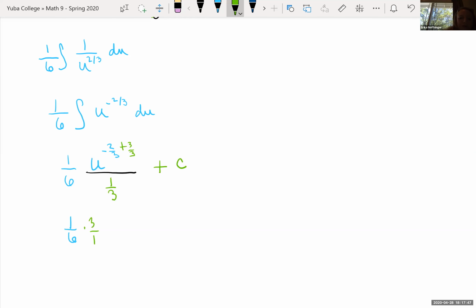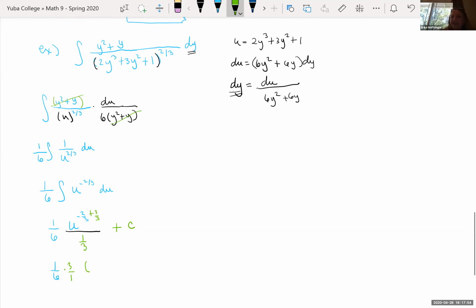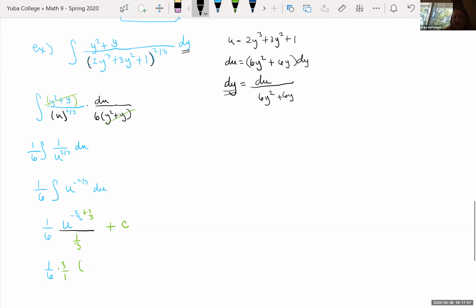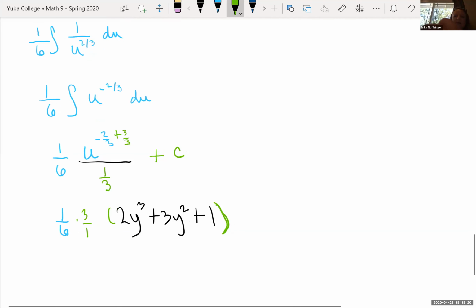I'm going to rewrite u. U was up here, that was 2y cubed plus 3y squared plus 1. So let's just put that in there. So 2y cubed plus 3y squared plus 1, in my parentheses. And this is a negative 2/3 plus a 3/3. So negative 2/3 plus a 3/3 is a positive 1/3 plus c.